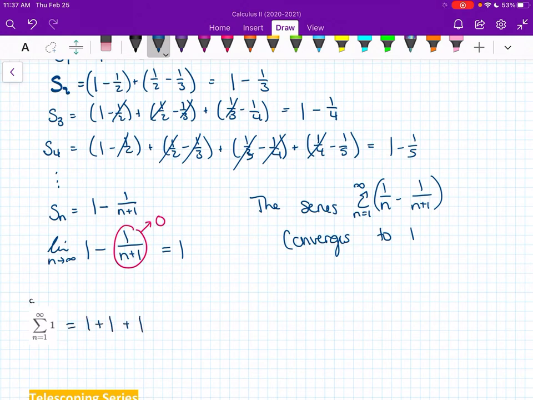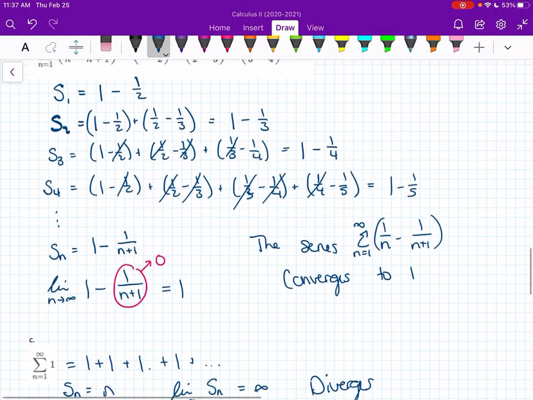All right, my last example is just the sum of the terms of 1. So this is going to be 1 plus 1 plus 1 plus 1 plus whatever. And so if I continue that, my partial sum will just be the number of terms I have, right? So if I have 2 terms, 1 plus 1 is 2. If I have 3 terms, 1 plus 1 plus 1 is 3. So my partial sum is just n. And the limit of that as n goes to infinity is infinity. So this one diverges.